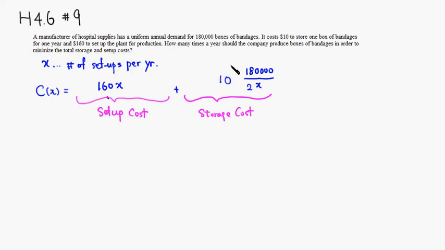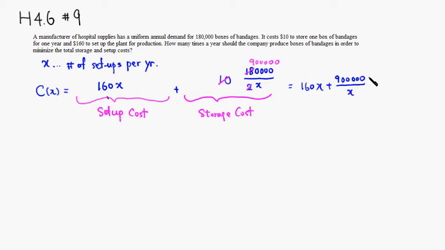So let's simplify this. We have 2 and 18, so it's going to be 9, and then the zeros: 90,000, and we have another 0, so that's going to be 900,000. Then if you clean it up, the cost function is simply 160x plus 900,000, hopefully I have the right number of zeros, over x.